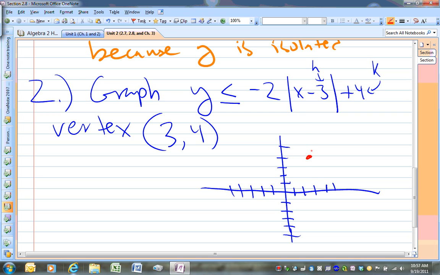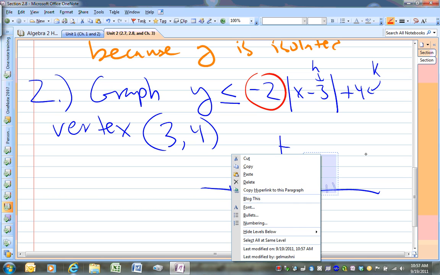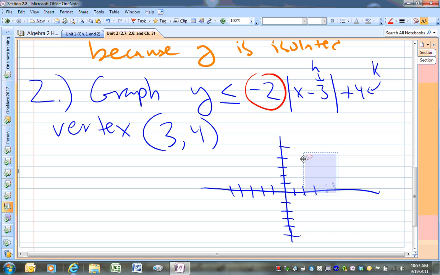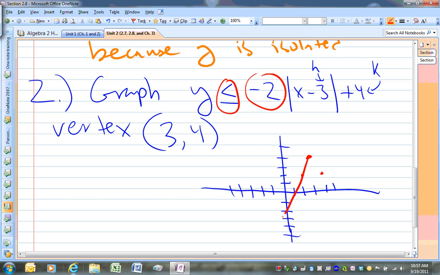Then what we do is, because of the negative 2, it's got to open down, and the 2 gets stretched by a factor of 2. So at the next x coordinate over, we want to go down 2 over 1 on each side. So if you punch in 4 in the calculator and work it out, or 2, you get 2 as your next y value. And because it equals, we can make this solid.